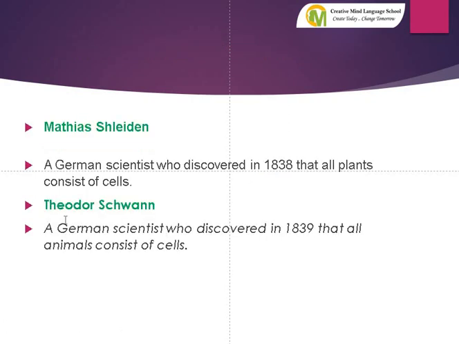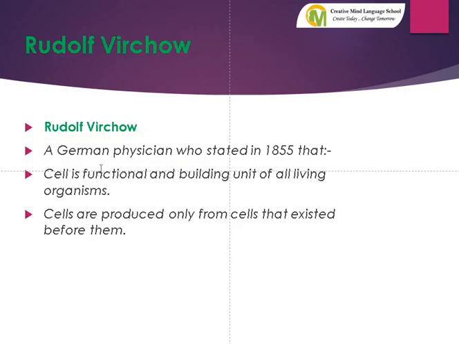Okay? Matthias Schleiden and Theodor Schwann. Schleiden is a German scientist who discovered in 1838 that all plants consist of cells. Schwann is a German scientist who discovered in 1839 that all animals consist of cells. Rudolf Virchow is a German physician who stated in 1855 that the cell is the functional and building unit of all living organisms. Cells are produced only from cells that existed before them.